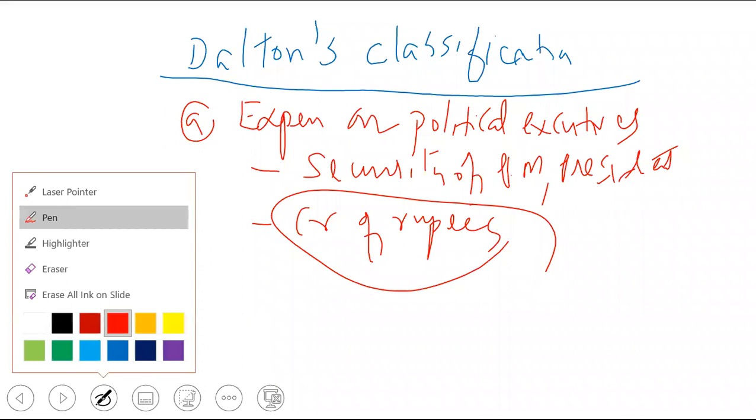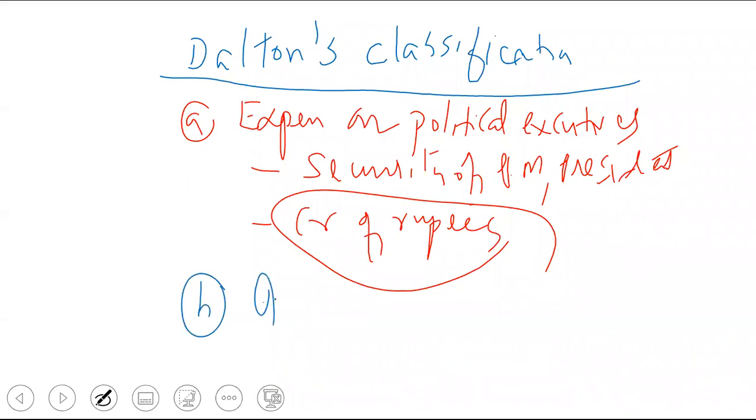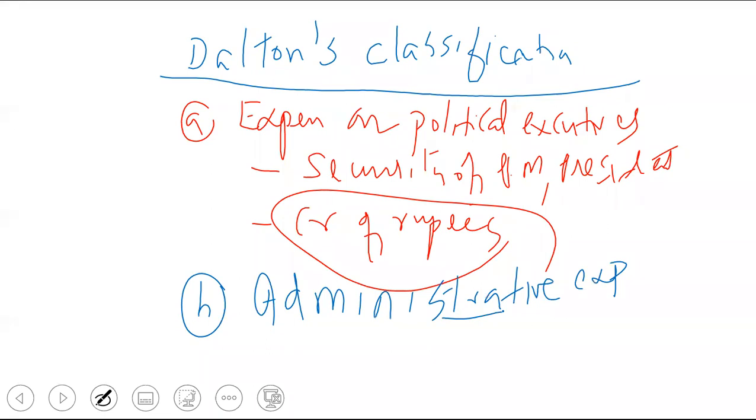Another very important expenditure is administrative expenditure. You are very well aware what administrative expenditure is. It is money which is used by the government to pay the salary and allowances to the government staff.